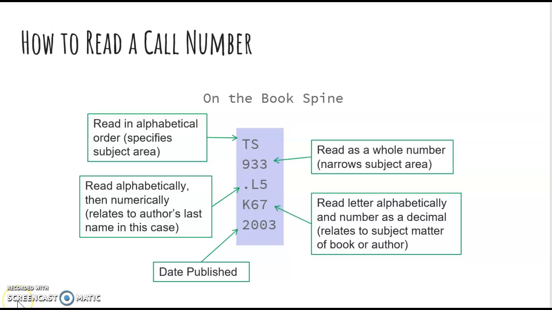So again, how to read a call number. On the book spine, you're going to read in alphabetical order, which specifies the subject area. Then you're going to read the whole number, which narrows the subject area. And then read alphabetically, then numerically, so the L and then the 5. And that relates to the author's last name in this case. And then read the letter alphabetically and number as a decimal, and that relates to the subject matter of the book or the author. And then date published is always last.